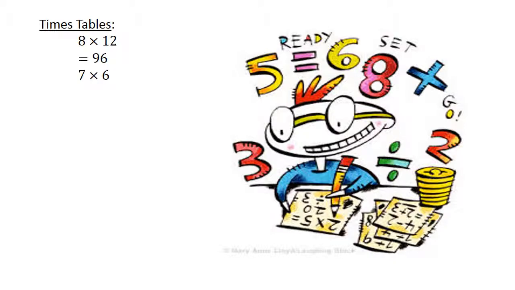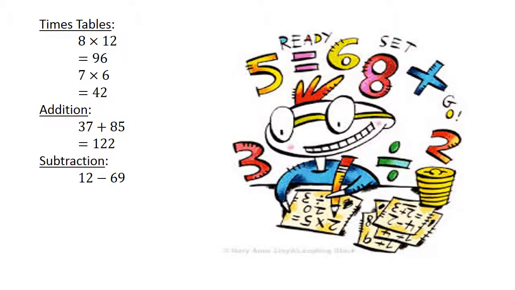7 times 6 equals 42. Addition. 37 plus 85 equals 122. Subtraction. 12 minus 69 equals negative 57. Division. 24 divided by 6 equals 4.